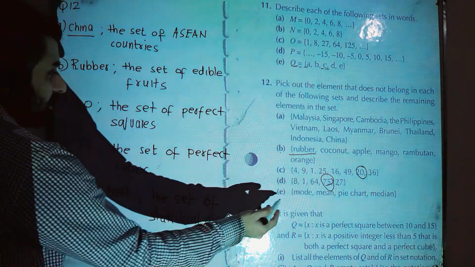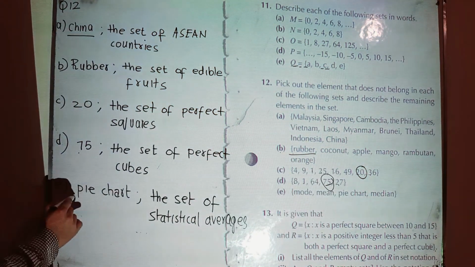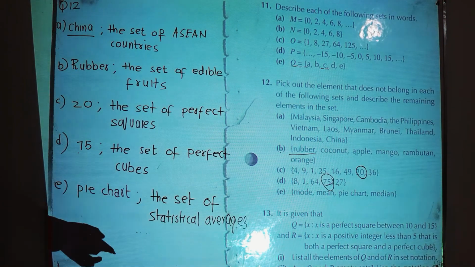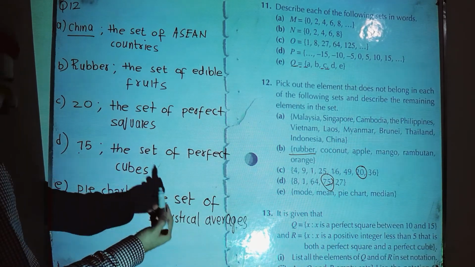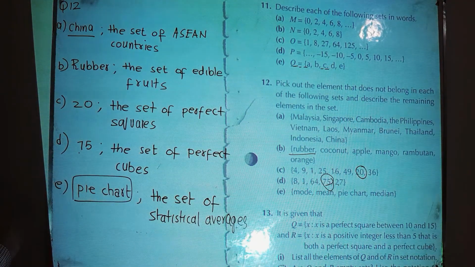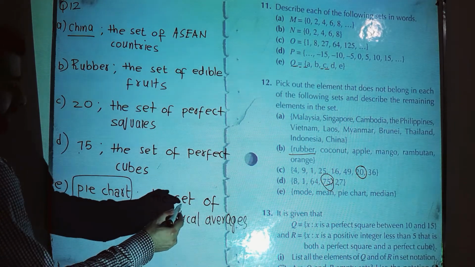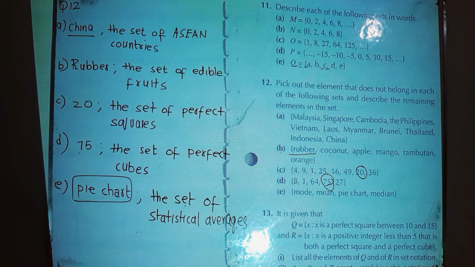Then we have E: mode, mean, pie chart and median. Now pie chart is the odd one because pie chart is not a statistical average. This is a statistical diagram, while mean, median, mode represent statistical averages.